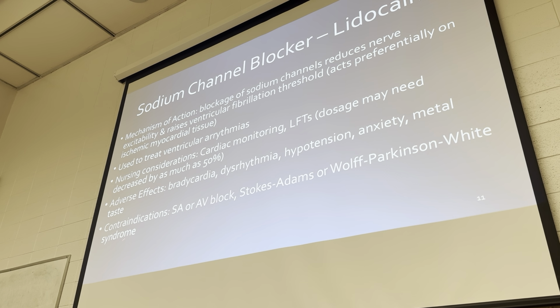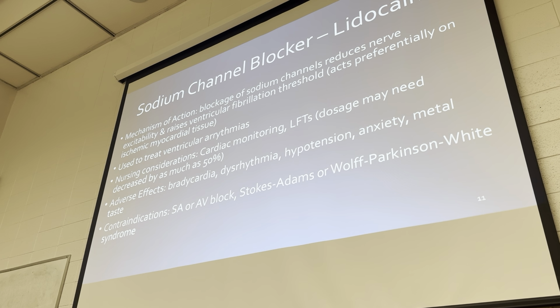So our contraindications are going to be a sinoatrial or AV block, Stokes-Adams, which is a condition which causes a lot of bradycardias, and then Wolff-Parkinson-White syndrome causes a lot of tachycardic issues. But really, if we have issues with conduction already, then it's going to put the patient at increased risk for further dysrhythmias, so we do not want to give these kinds of medications.